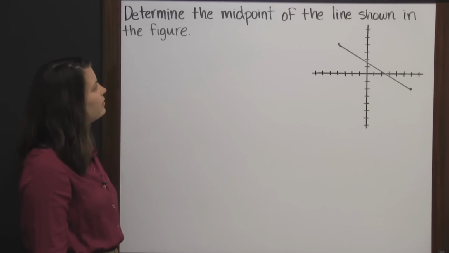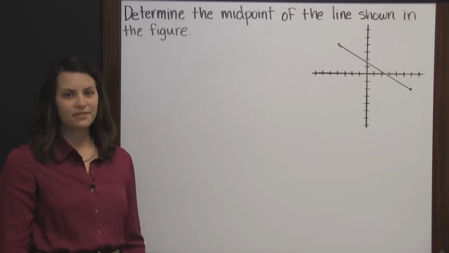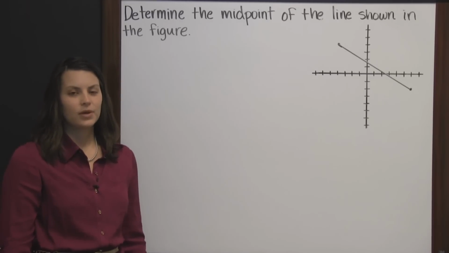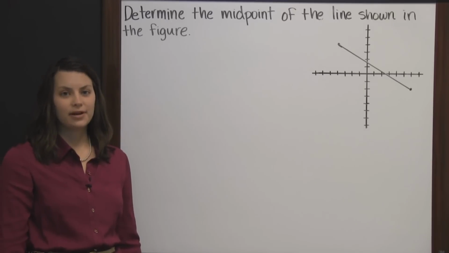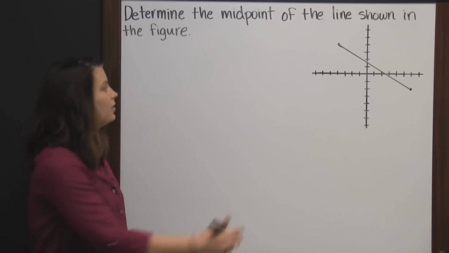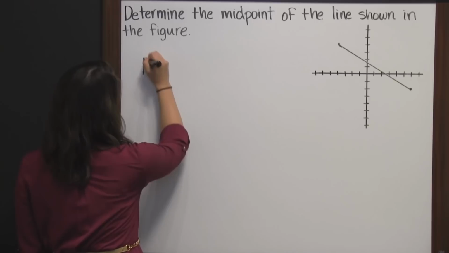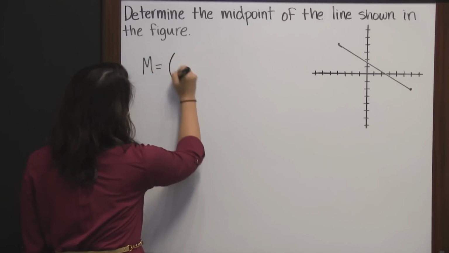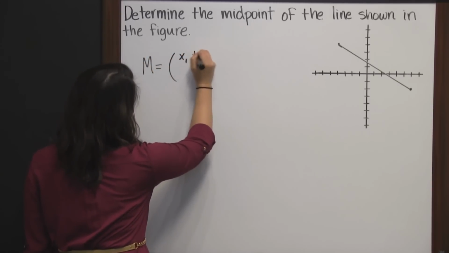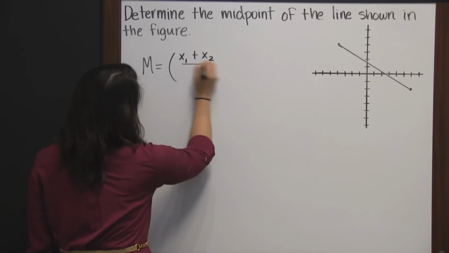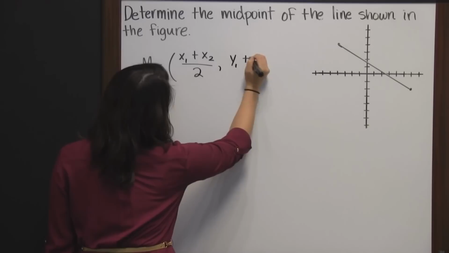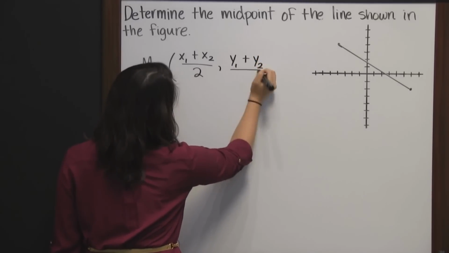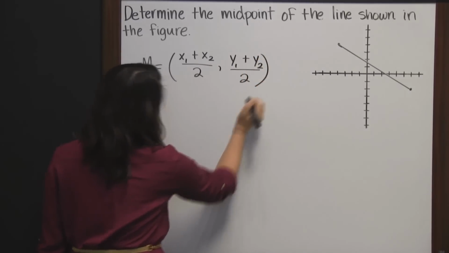Determine the midpoint of the line shown in the figure. We will use the midpoint formula to find the midpoint of this line. The midpoint formula is x1 plus x2 divided by 2, and then y1 plus y2 divided by 2.